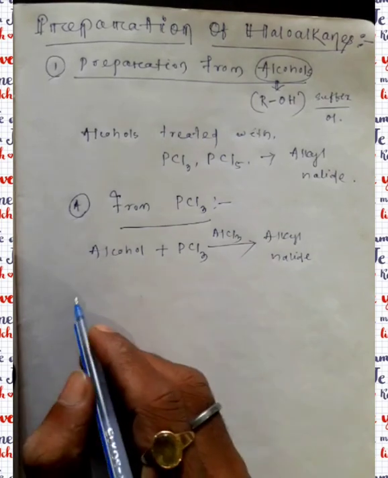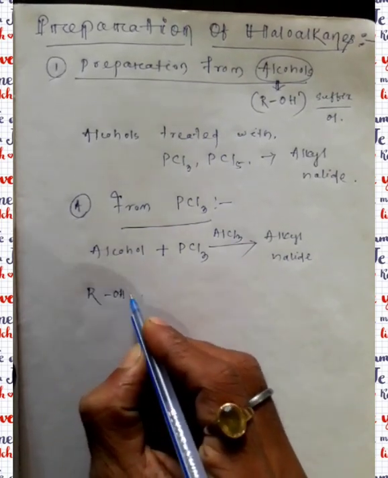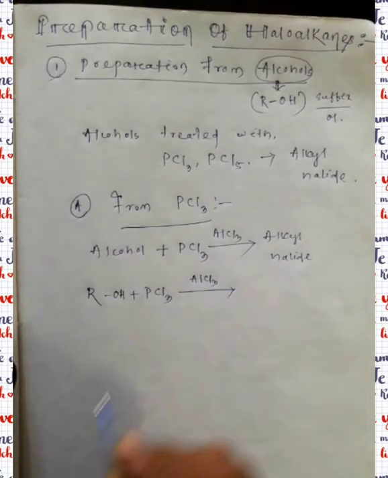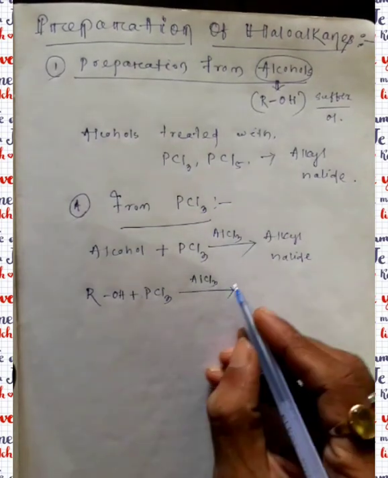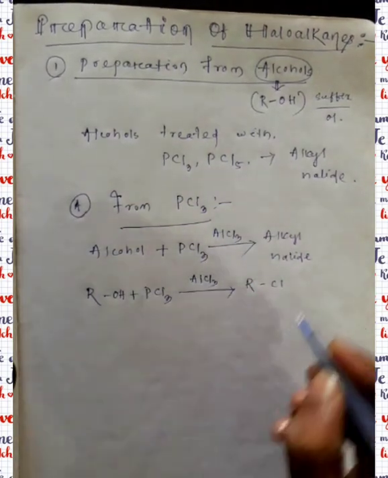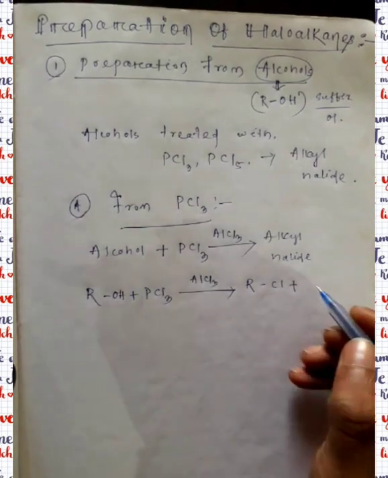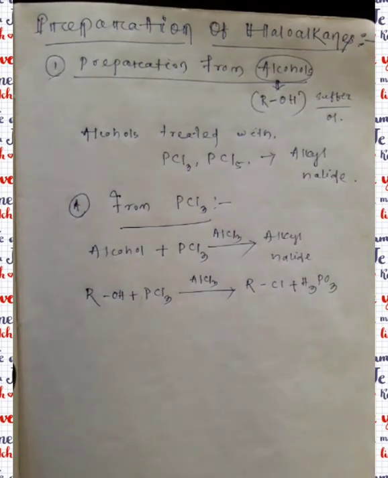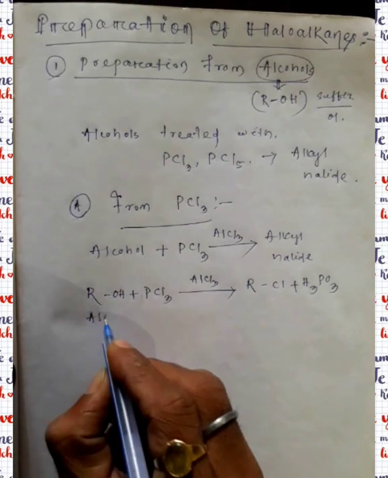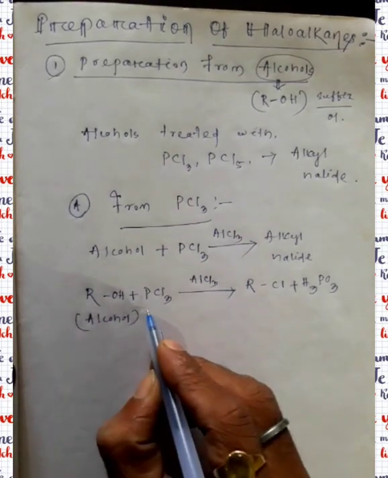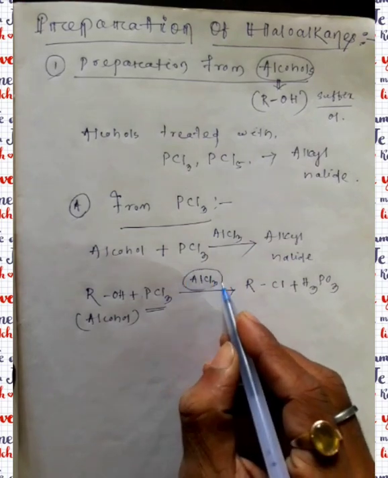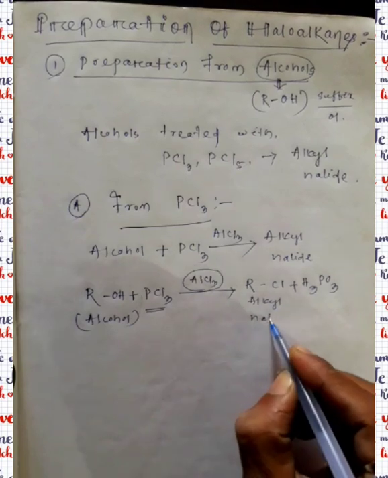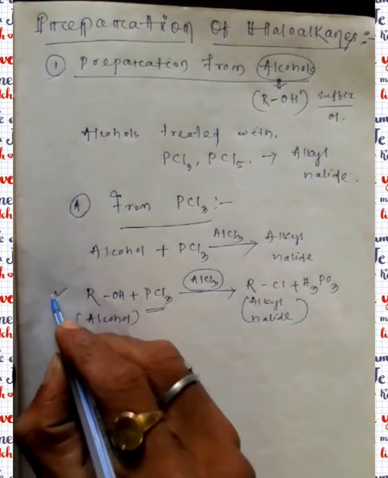Now we can write this reaction as a symbol: ROH plus PCl3 in presence of AlCl3, aluminum trichloride, then it forms RCl plus H3PO3. It means when one alcohol is treated with phosphorus trichloride in presence of aluminum trichloride, it forms alkyl halide as the main product. You can write this reaction.